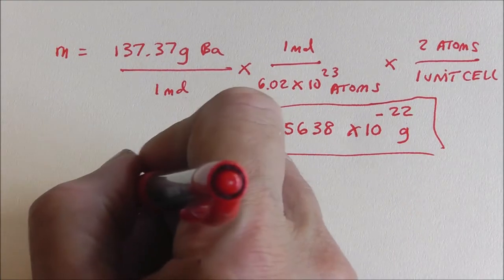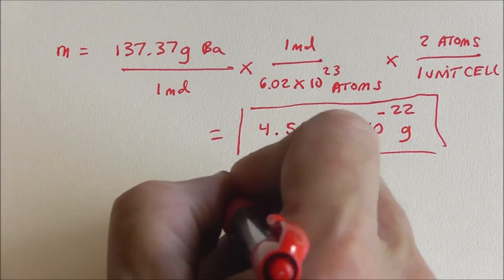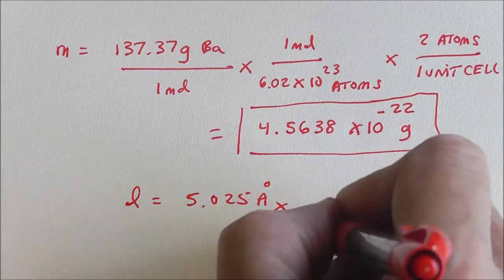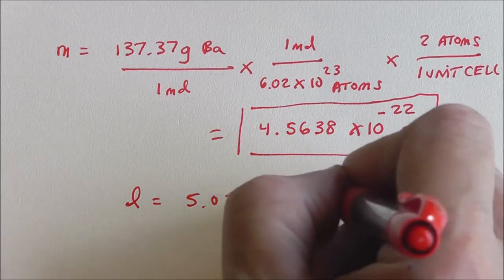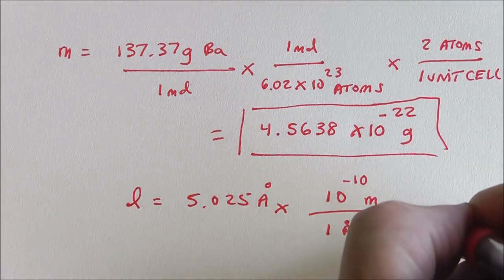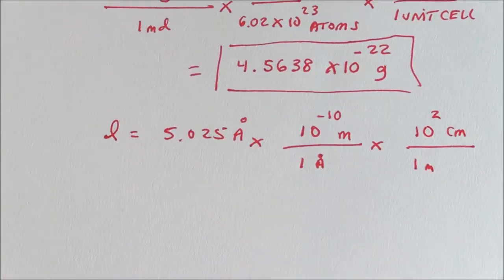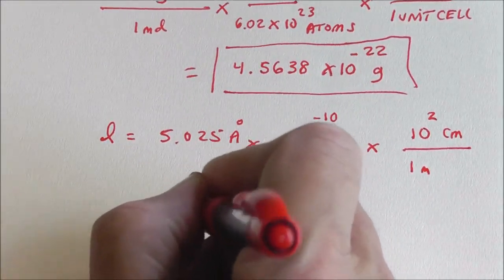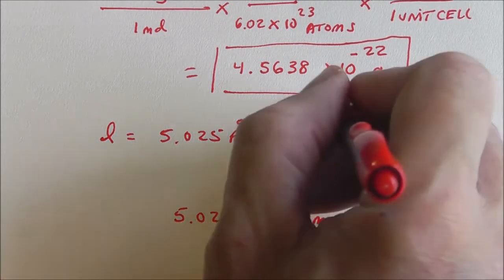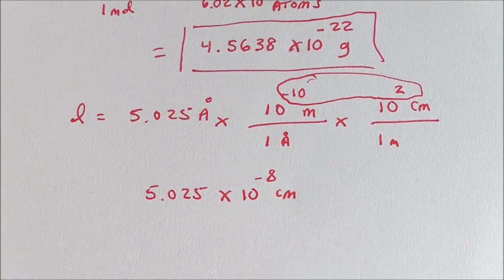I like my L in centimeters first. So let's go ahead and convert 5.025 angstroms into centimeters, just like we did in the last example. 1 angstrom is 10 to the minus 10 meters. 1 meter, 10 to the 2 centimeters. Shakes out the same exact way, just add the powers of 10 together. 5.025 times 10 to the minus 8. That's where that came from. That is L.